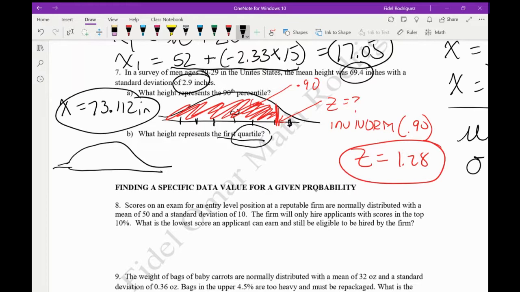The first quartile, I want you to think about the word quartile. Think about quarters, right? Quarters is 25 cents, right? And 25 cents is 0.25. So if I know the area here is 0.25, what I want to do, y'all, is find that z-value. So the way I'm going to do that is go inverse norm of 0.25. So if I take my calculator, let me see, inverse norm and 0.25.